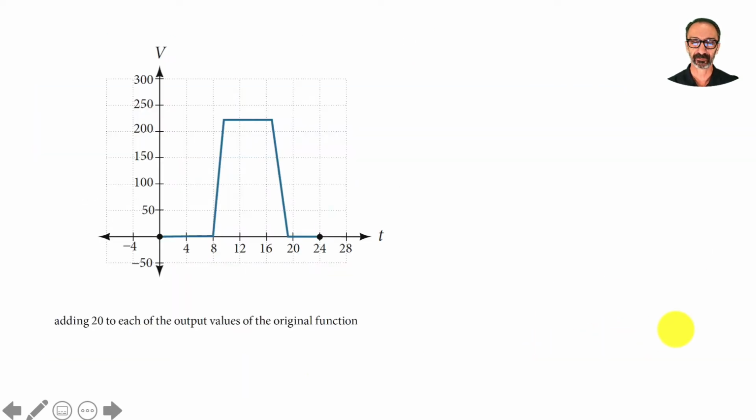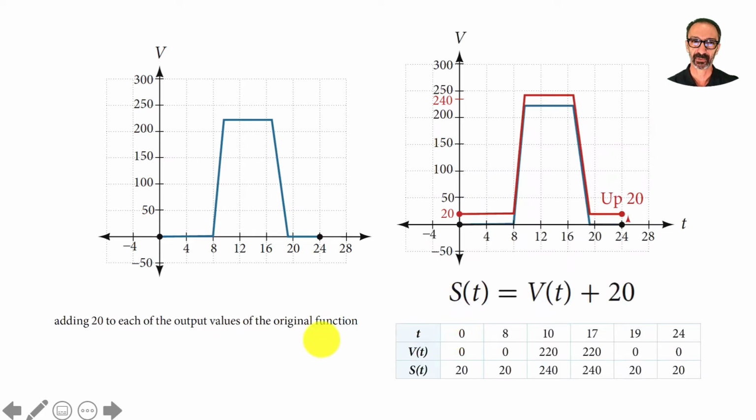Here's a graph. Doesn't have to be smooth like cubic root. Adding 20 to each of the output values of the original function, we'll have the following. Taking your time, you could see it from the table that this is v of t, and the new function in red, it's called s of t, will be 20 units being added to every single output of v of t.